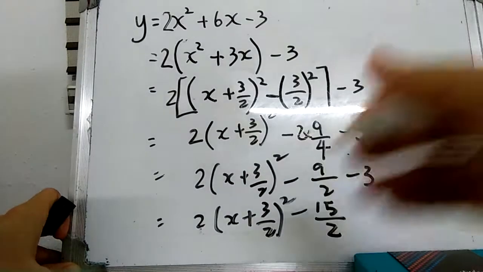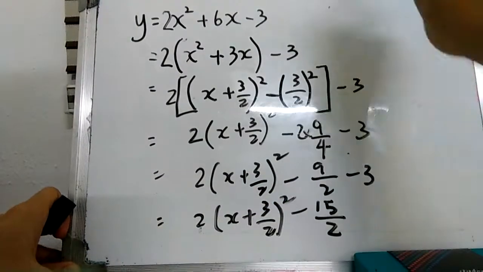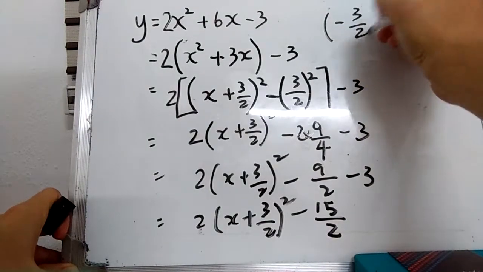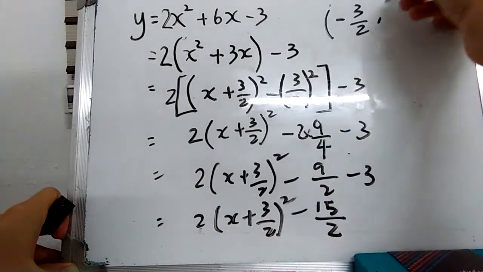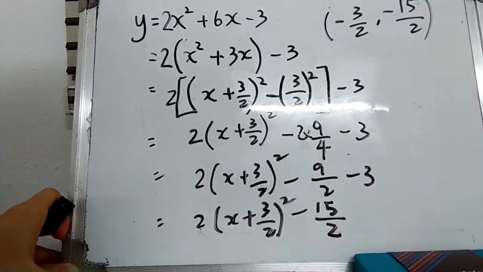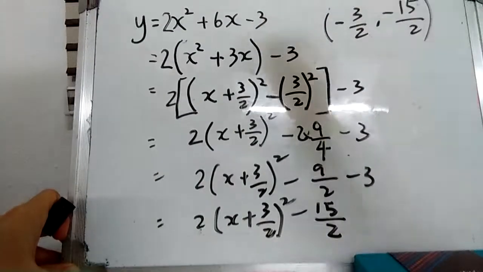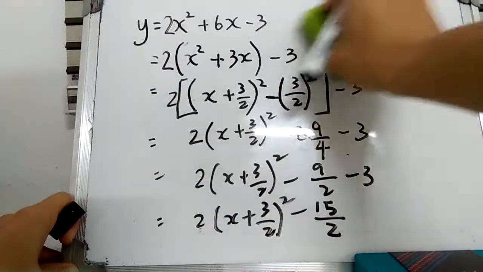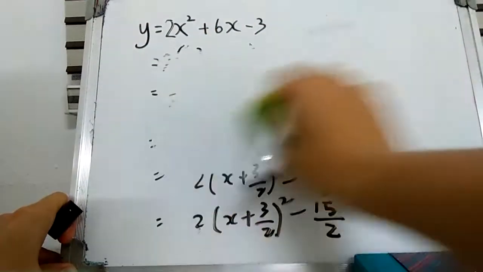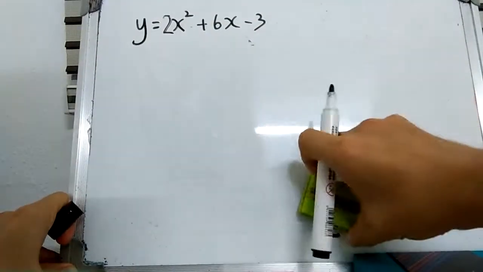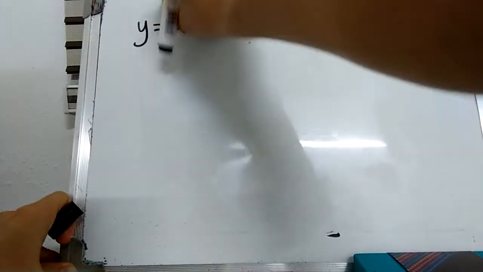And therefore, you have the minimum value at minus 3 over 2 and minus 15 over 2. This is how you get the minimum value of this graph here. I'll proceed to make one example of an N-shaped graph, which has the maximum value.